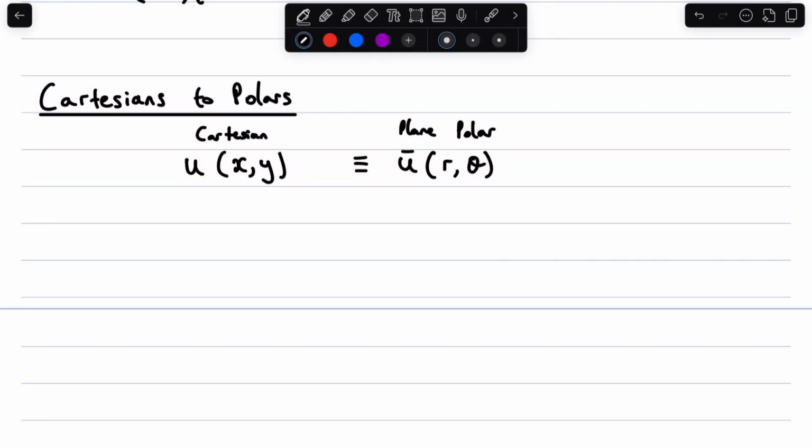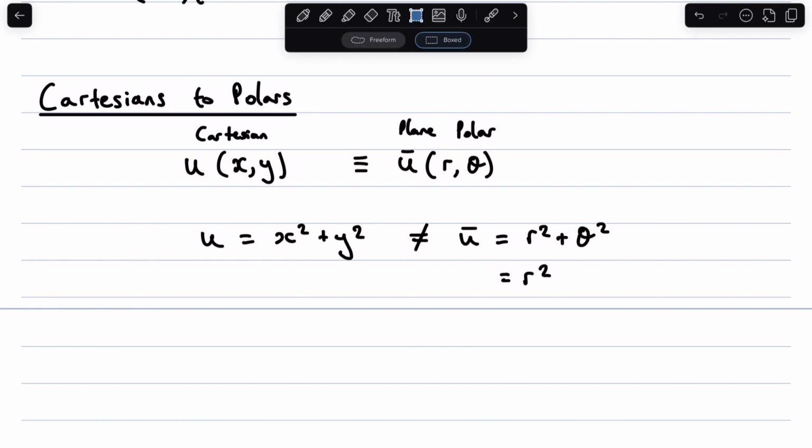In Cartesian coordinates, u would be a function of x and y, and in plane polar coordinates, it'd be a function of r and theta. And I've used the overbar on u, i.e. u bar here in plane polar coordinates, because these functions wouldn't be the exact same description even though they're describing the same function values. So for example, u being x squared plus y squared does not mean u bar will be r squared plus theta squared to get the same values as x squared plus y squared. Instead, it would actually just be r squared. That's why this bar will be used for talking about plane polar coordinates.